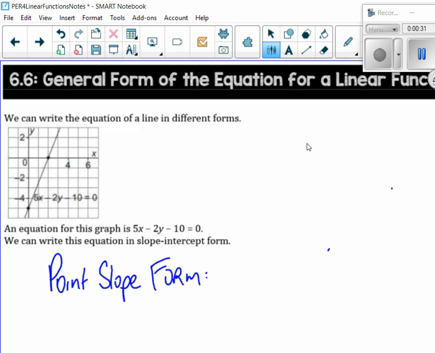So you pick a point. Which point do you want? How about (2, 0)? So the point is (2, 0), and what's my slope? Up 5: 1, 2, 3, 4, 5 over 2. And that's positive 5 over 2. So what would be my point slope form?